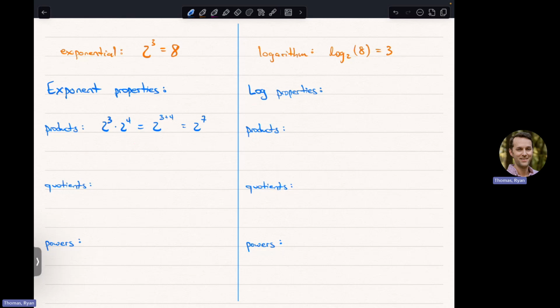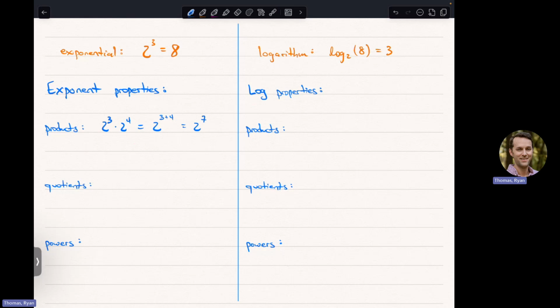So 2 to the third times 2 to the fourth becomes 2 to the 3 plus 4, or 2 to the seventh. That's sometimes called the product rule for like bases, but that's how you deal with multiplying powers of the same base together. You just add the exponents.